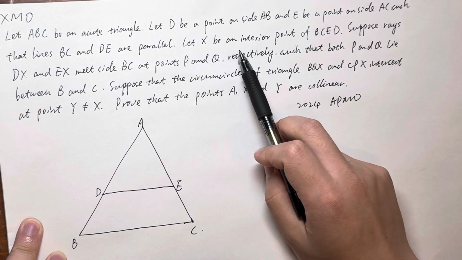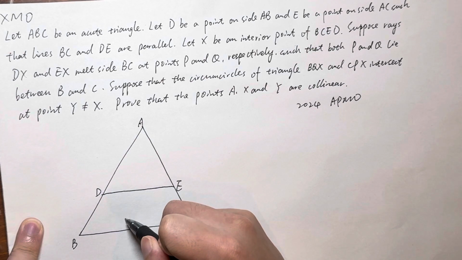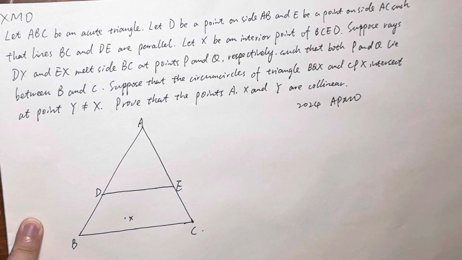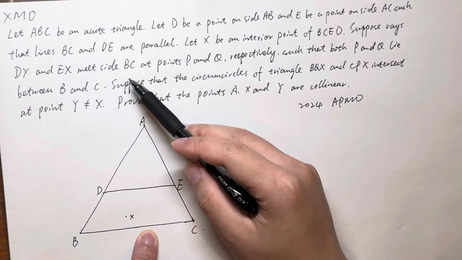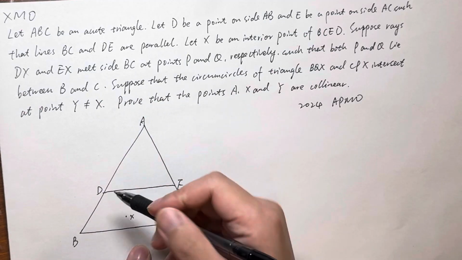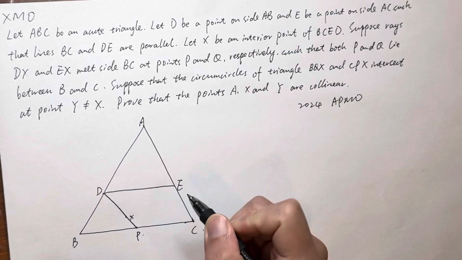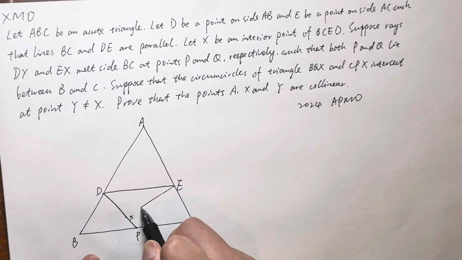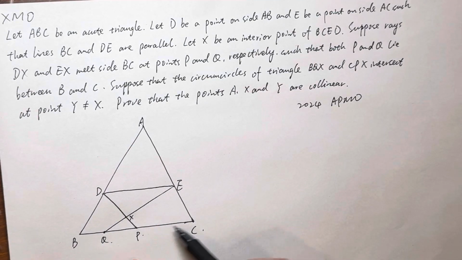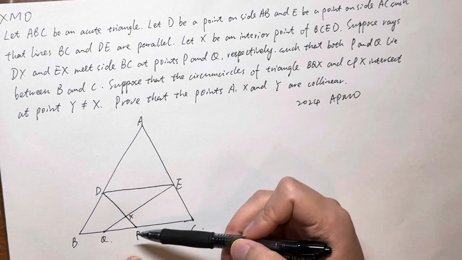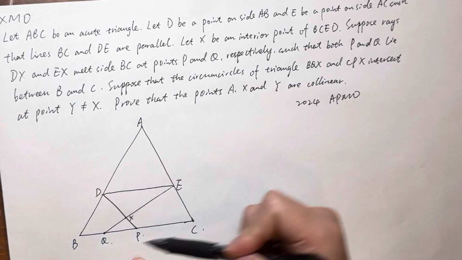Let X be an interior point of BCED. So we can assume here is a point X. Suppose rays DX and EX meet side BC at points P and Q. So DX and EX meet line BC at points P and Q, respectively, such that both P and Q lie between B and C.